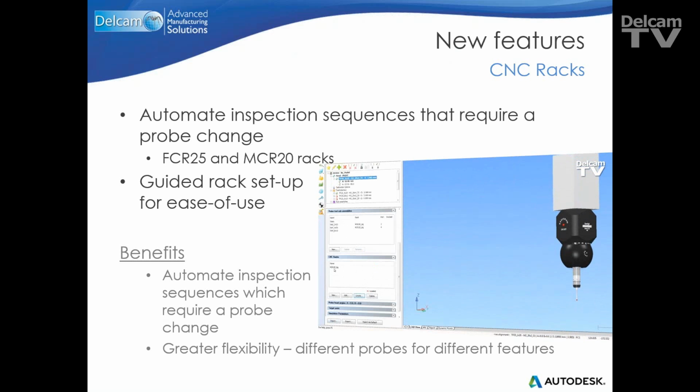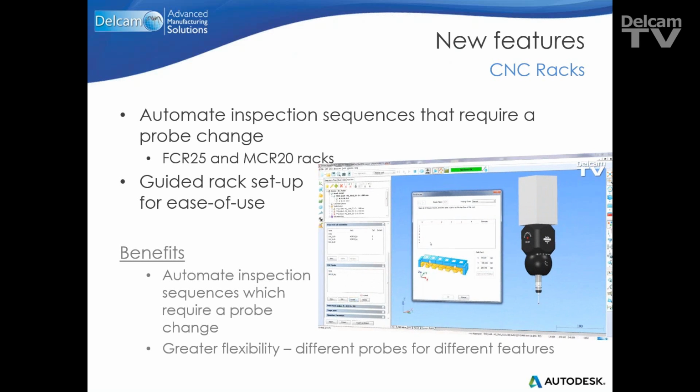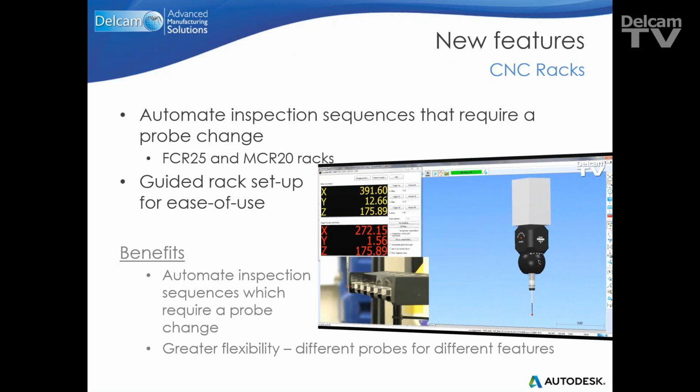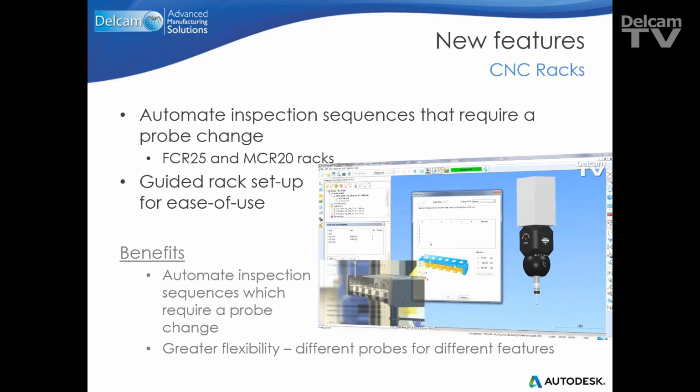Currently, I've chosen the MCR20 rack, as you can see on screen, and we now need to mount the rack onto the measuring device and then align that with one of the major axes, as you can see. We then need to locate the rack so that PowerINSPECT knows where the rack is within the measurement volume area of the CMM.